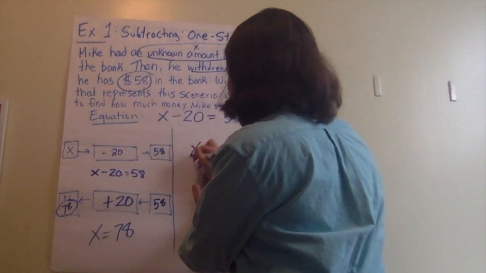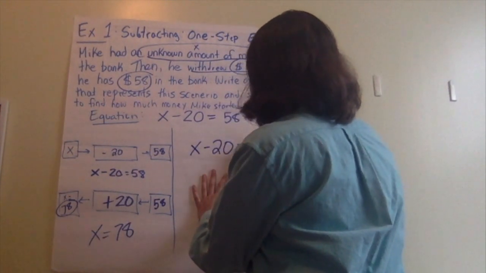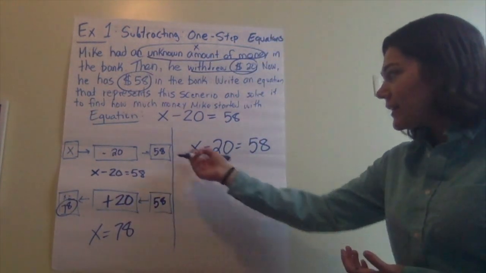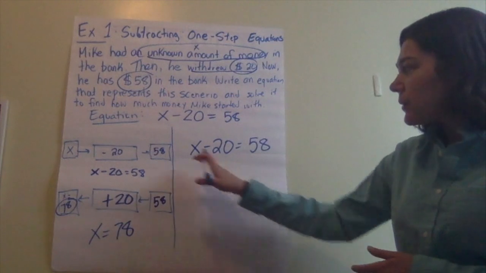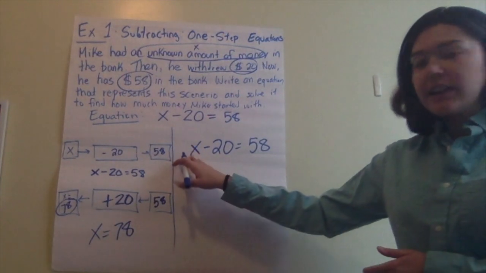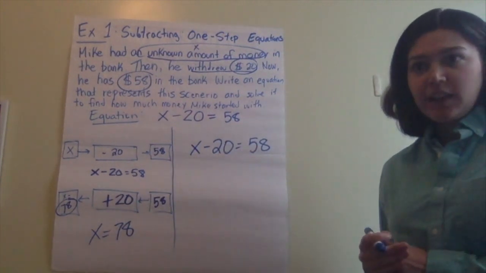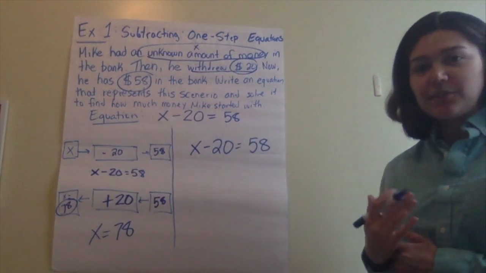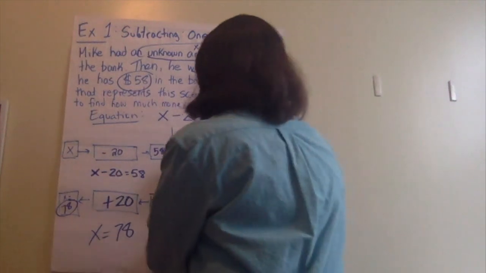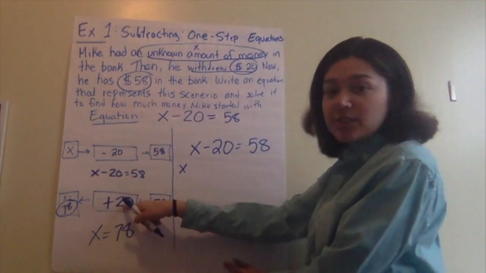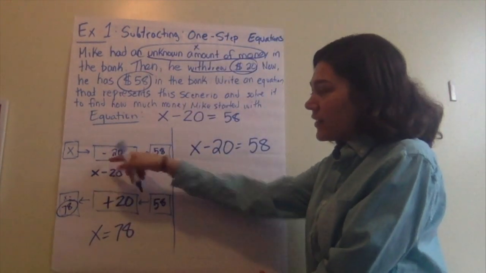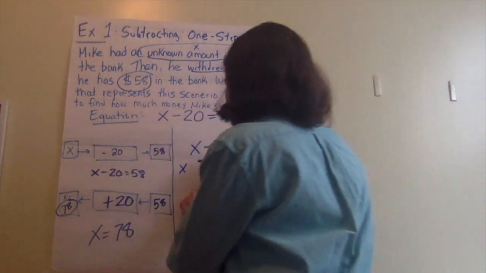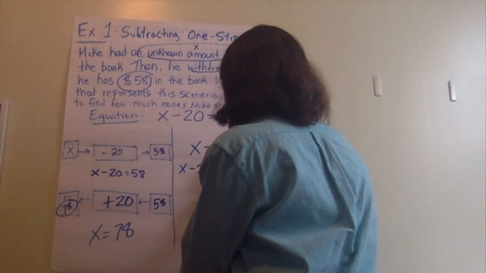So I'm going to rewrite my equation. x minus 20 equals 58. Okay? And then I want to make this x all by itself. Currently I have x minus 20. For x by itself, I need to undo, or take the inverse of, that subtracting 20. So, like our flowchart told us, the undoing process, the inverse of subtracting 20, is adding 20. So I'm going to have x minus 20 and then plus 20.